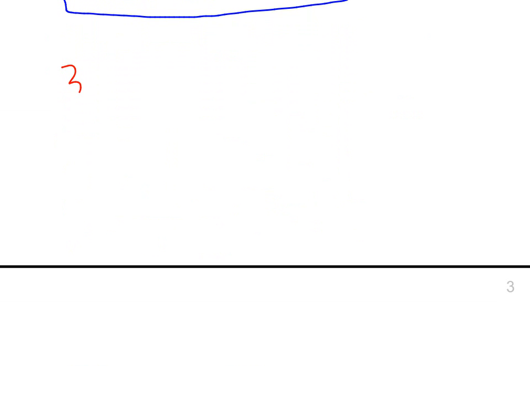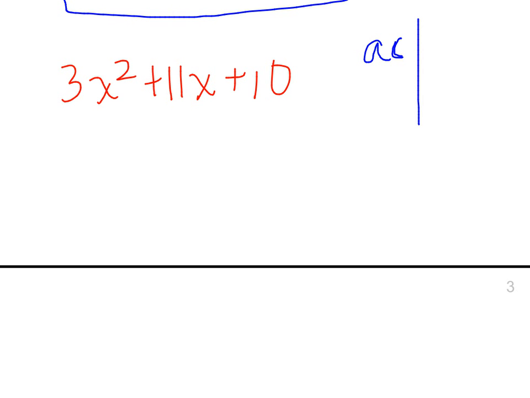So we have 3x squared plus 11x plus 10. Now when you do the box method, you've got to start with your ACB factors. What ACB means is that you have to find something that multiplies to make AC, which is A times C, and that adds to make B, which is 11. So AC, A times C, is 30, and B is 11. Alright, so what's going to multiply to make 30, but then add to make 11?